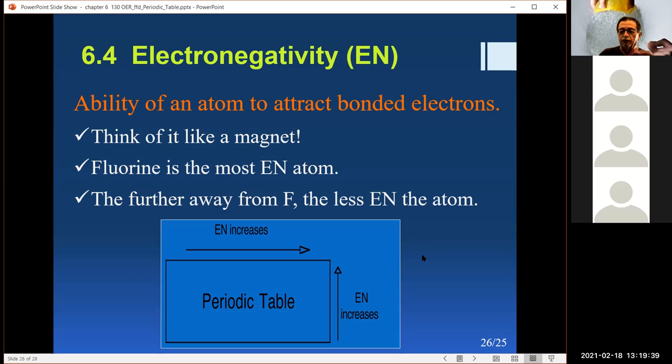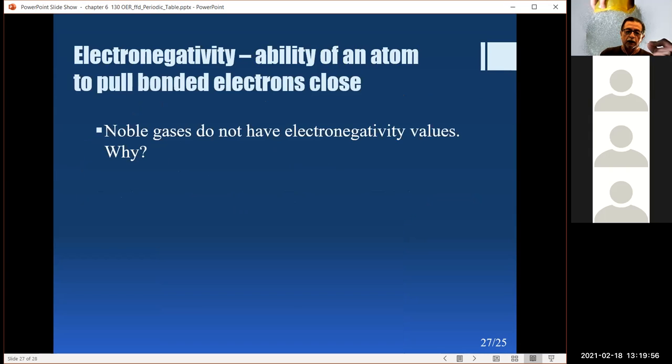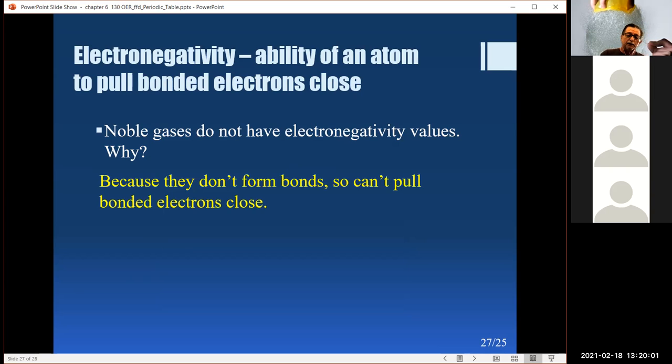Electronegativity is going to be very important when we start talking about chemical bonds. It is a measure of an atom's attraction, or the pulling of electrons onto itself, in a bonded situation. Obviously, noble gases don't have any electronegativity because they don't form bonds. The octet is full. They're done, so to speak, with chemical bonds. Electronegativity only deals with bonds.